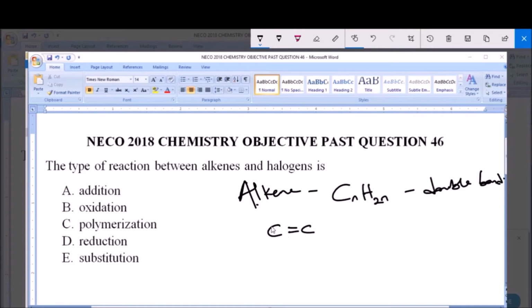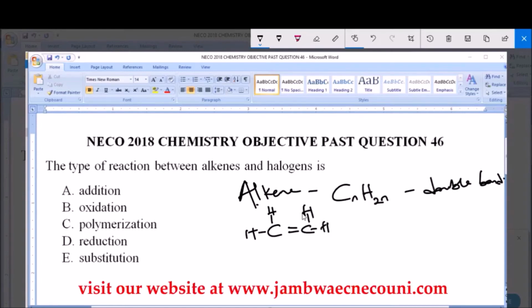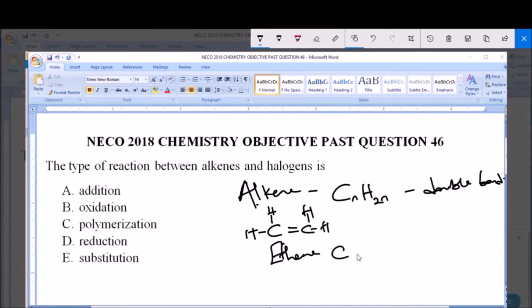Ethene, H. So because of the presence of this double bond, each carbon atom can only be attached to 2 hydrogen atoms. So this is ethene, and ethene has the formula C2H4. Now, alkenes can only undergo addition reaction.